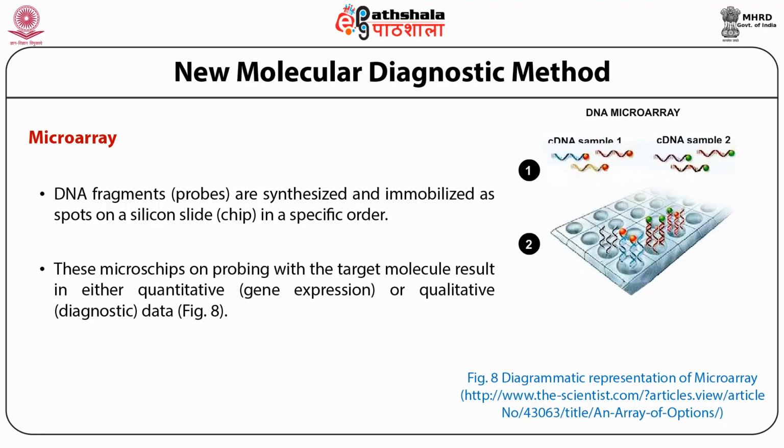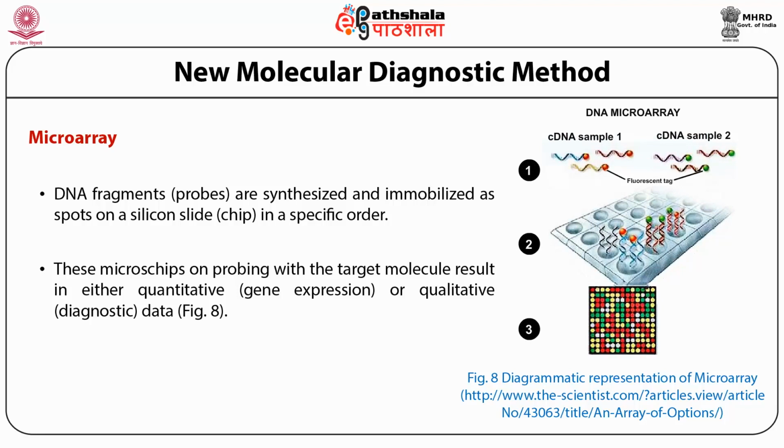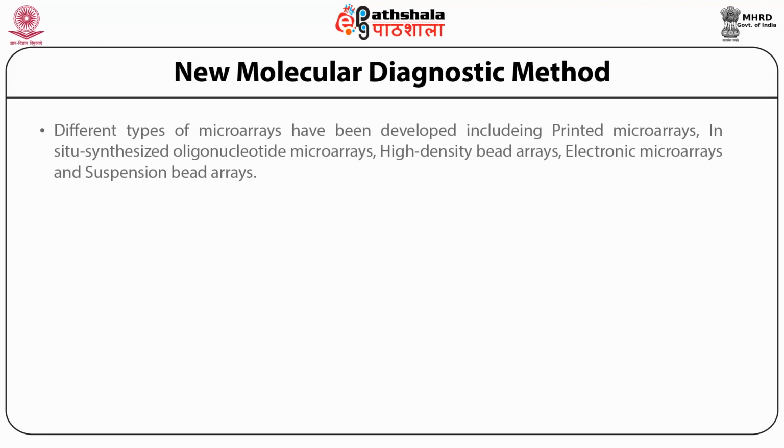or qualitative data. The quantitative data means you can use various dilutions of the sample and check the amount of the gene expression, and qualitative means you just detect which pathogens are present or not. Different types of microarrays have been developed, including printed microarrays, in situ synthesized oligonucleotide microarrays, high density bead arrays, electronic microarray, and suspension bead arrays.